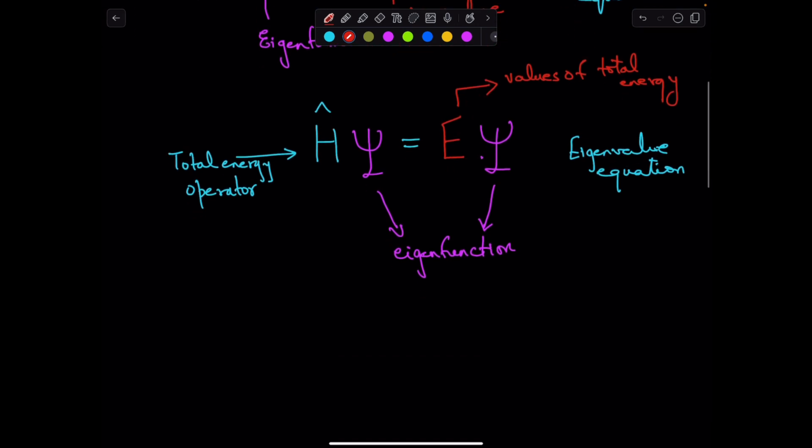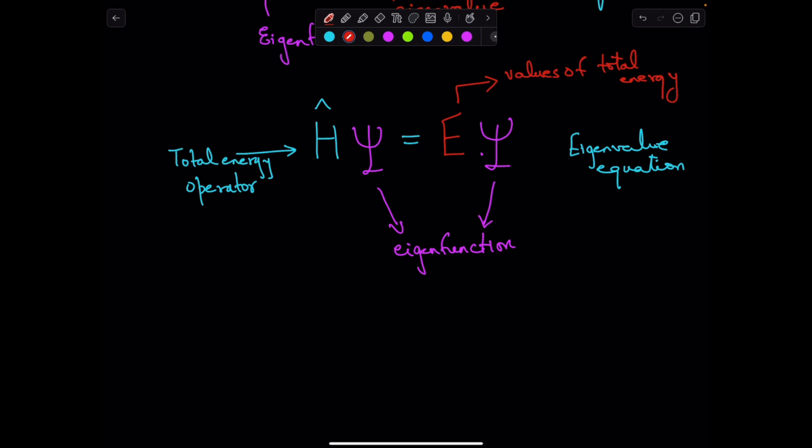So, in an eigenvalue equation, we have an operator operating on a function and that gives eigenvalues of the observable, in this case the observable is total energy, times the same function back.